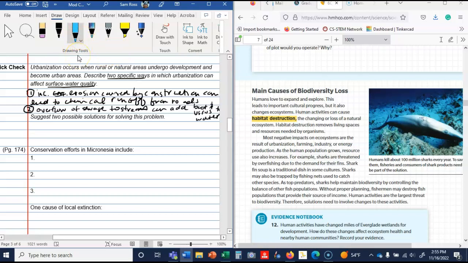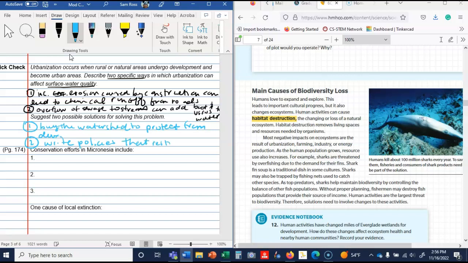And then it says suggest 2 possible solutions for this. So first one, buy the watershed to protect the area from development. And then 2, write policies that restrict dumping and pollution. We'll just say restrict pollution.